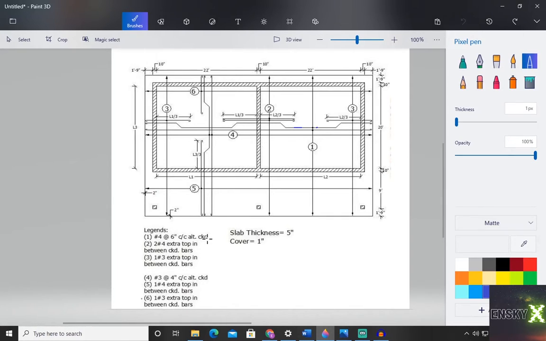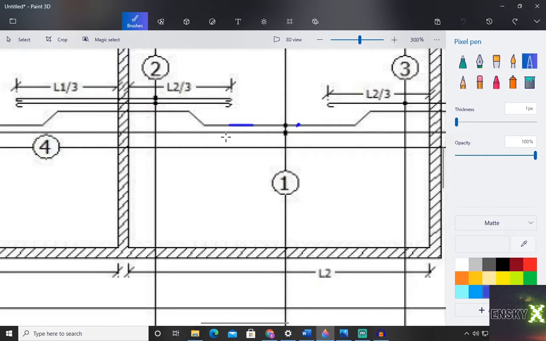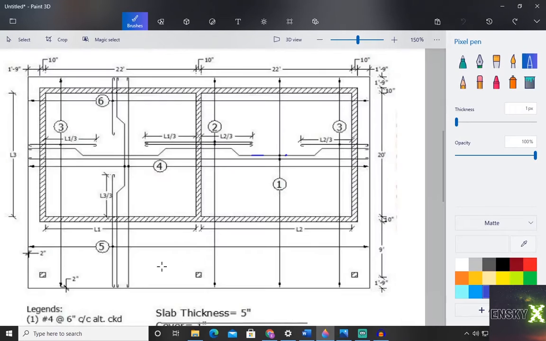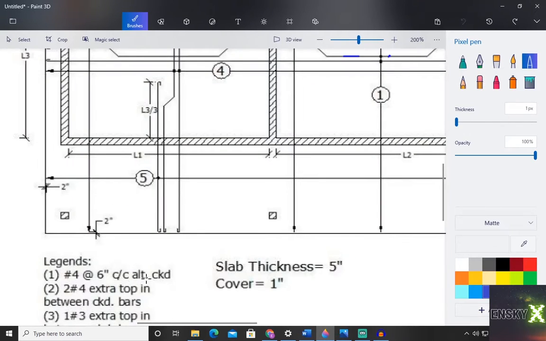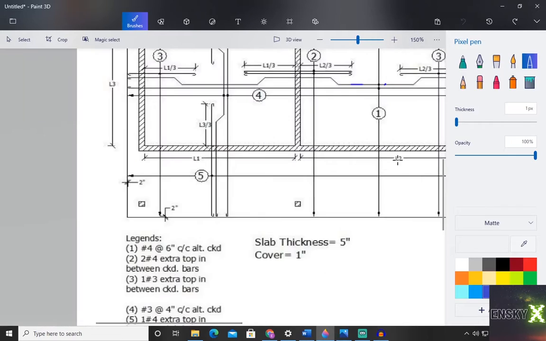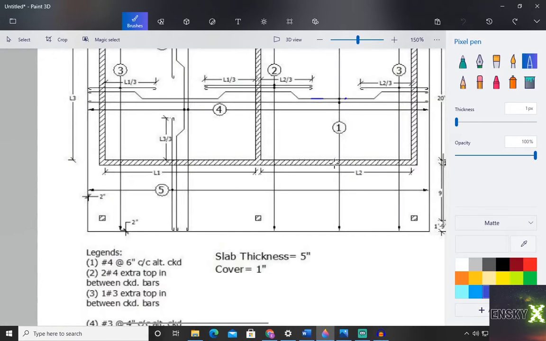We all know that alternative crank bar is actually defined from a straight bar and a crank bar. In this design, you can see there is a straight bar and then there is a crank bar. So this is the main goal of this alternative crank bar. So from this legend 1, we have to find number 1 in this design.